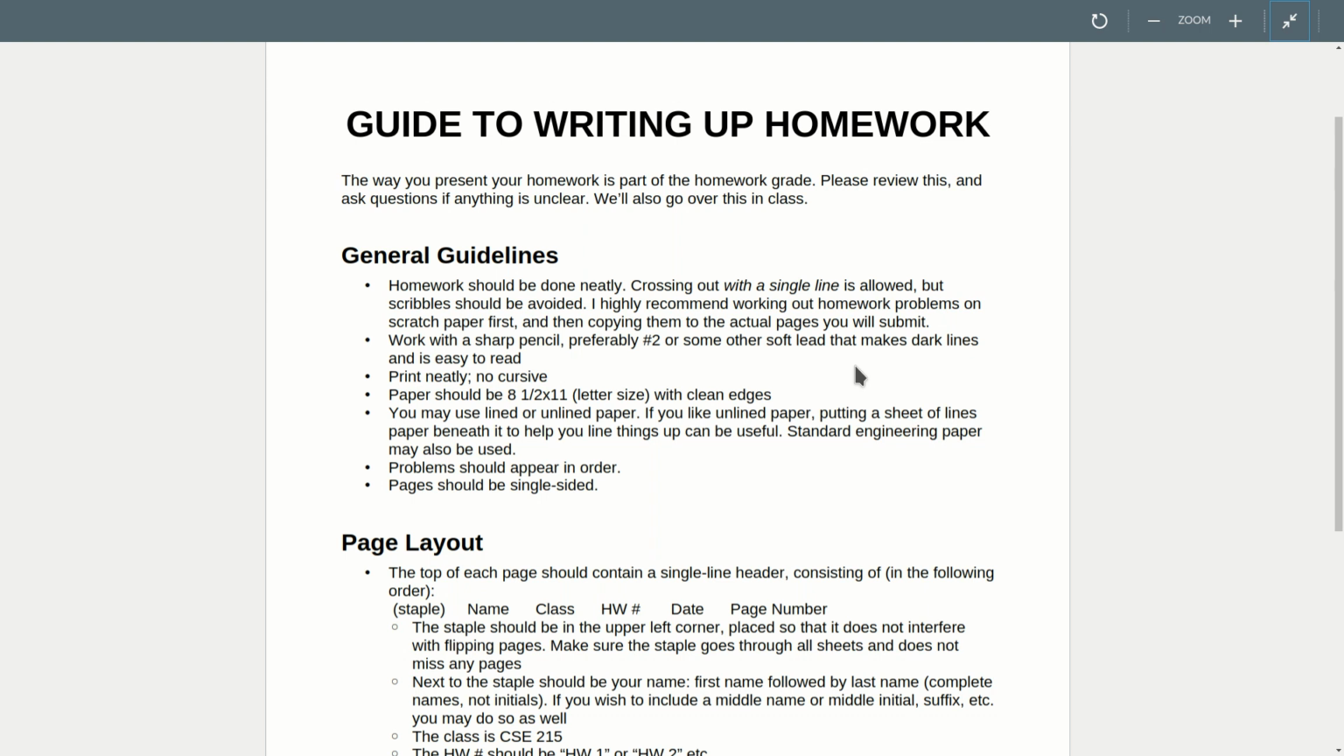For each page, your homework's got to be stapled. There's a stapler over there, so if you come in and it hasn't been stapled, you can staple it that way. Staple it in the corner, okay, not right here. I had someone do that as a joke once. They got the staple right in the middle of the page somehow.